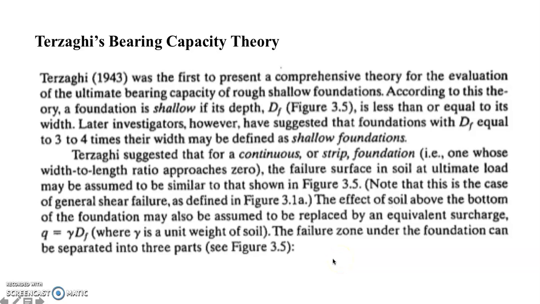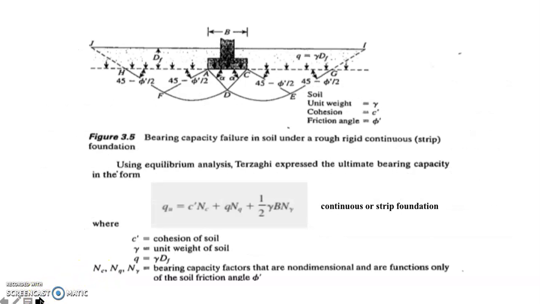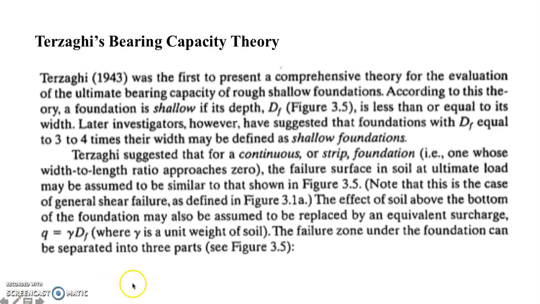Terzaghi suggested that for a continuous or strip foundation, one whose width to length ratio approaches 0, the failure surface in soil at ultimate load may be assumed to be similar to that shown in our figure. The effect of the soil above the bottom of the foundation may also be assumed to be replaced by an equivalent surcharge, which is q equal to gamma times D sub f.